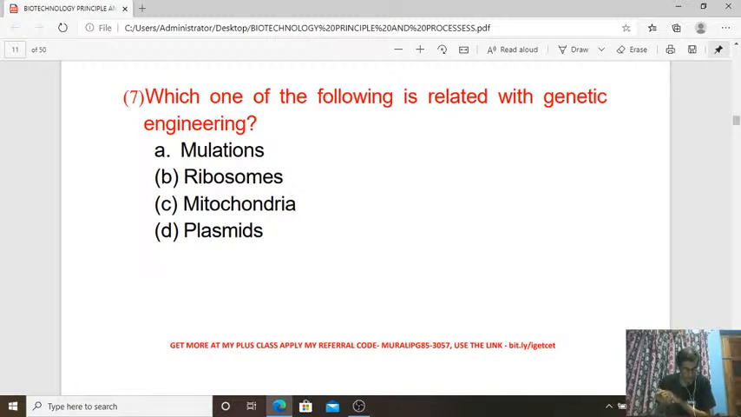Yes, the 7th one, is it visible for you? Which one of the following is related with genetic engineering? Mutation, ribosomes, mitochondria, plasmid. The most often used word is plasmid, isn't it? Plasmids are the vectors which carry the gene of our interest into the host cell to produce the product or expression of the character. So plasmid is the answer for question number 7.